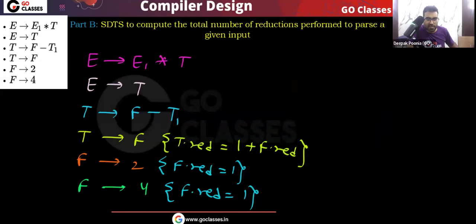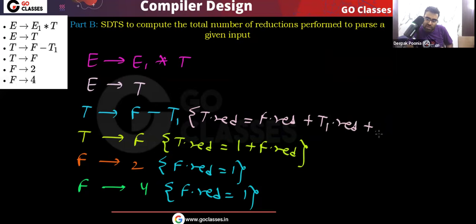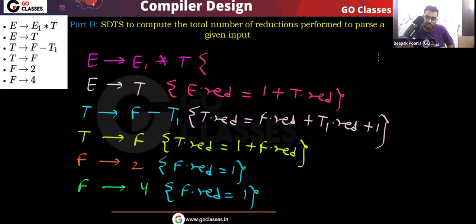So finally I can say that this is what we got: t.red is equal to f.red plus t1.red plus one more reduction. Okay, so similarly you can find for here also. One reduction is this, plus whatever is the number of reductions to reduce some input to t. Yes or no? So you can see that here e.red will be equal to 1 plus t.red. Okay, and what about here?